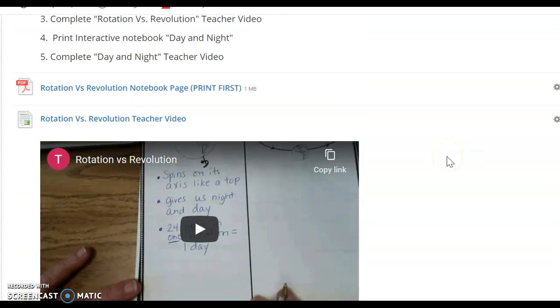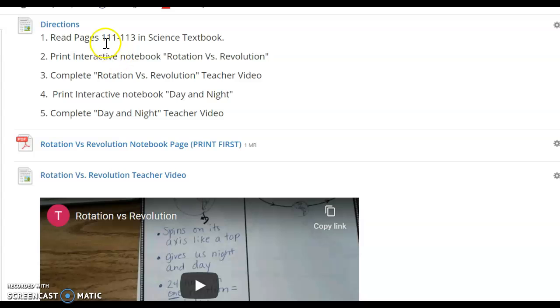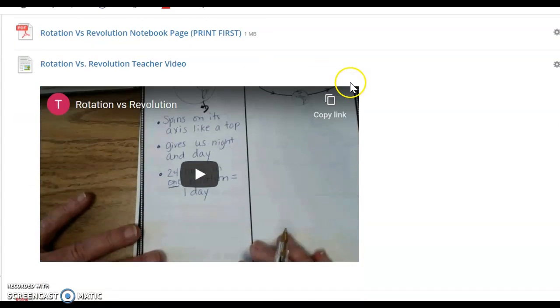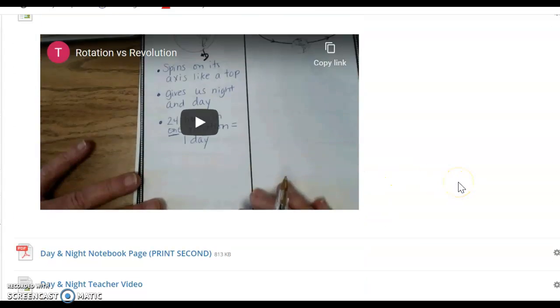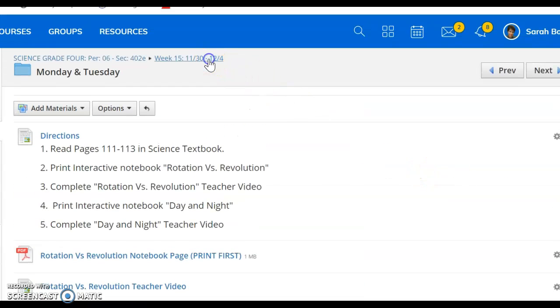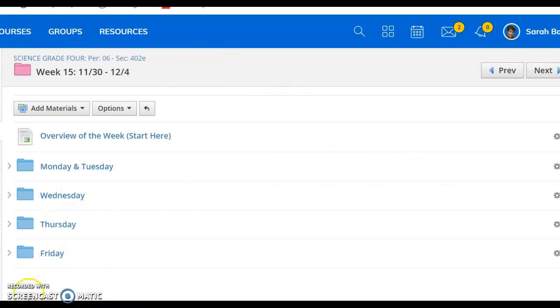After you print those, then you are going to read pages 111 to 113 in your science textbook, and then follow along with these videos. Miss Curry is going to talk about rotation versus revolution and day and night, and you are going to work to complete those interactive notebook pages. Again, that's for Monday and Tuesday.